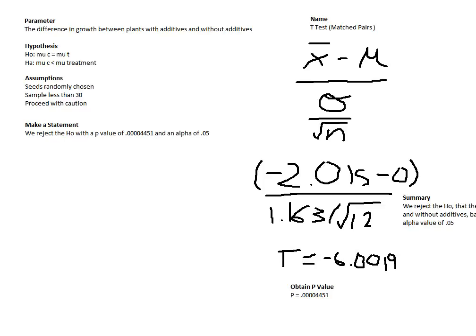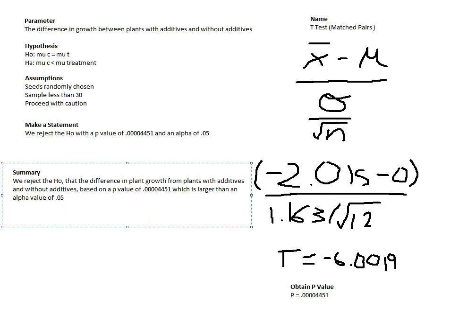Using this, we create the final step, the summary. We reject the null hypothesis that the difference in plant growth from plants with additives and without additives based on a p-value of 0.00004451, which is larger than an alpha value of 0.5.